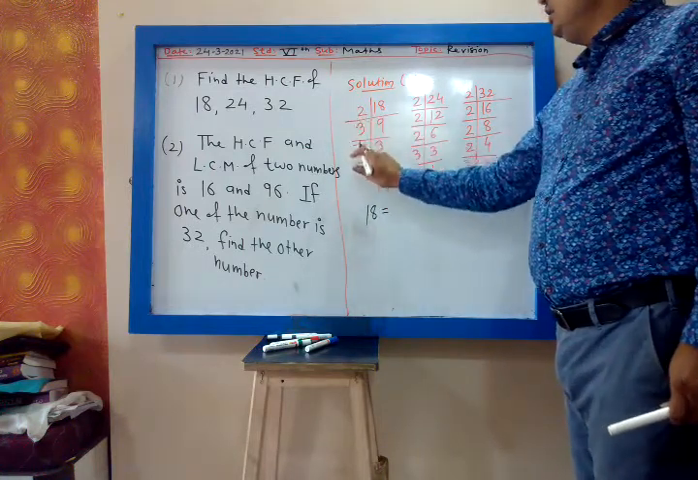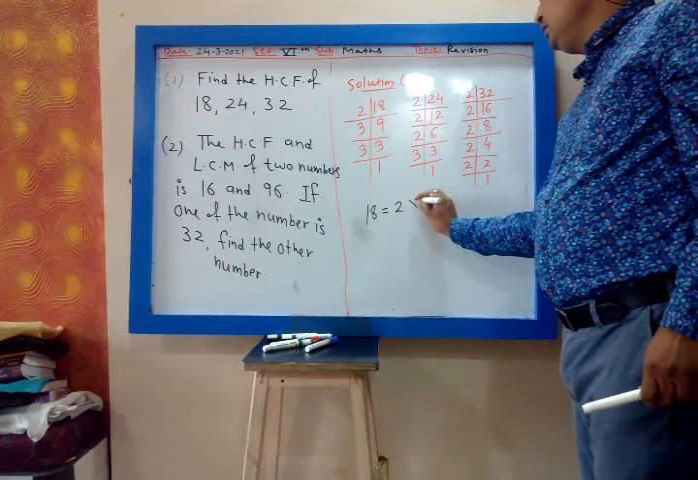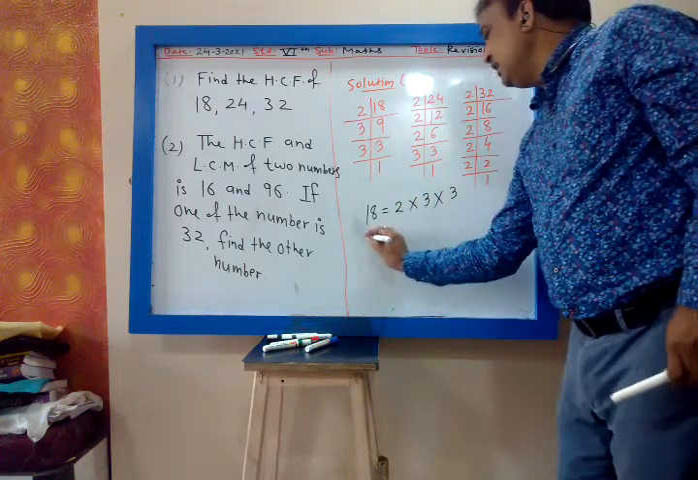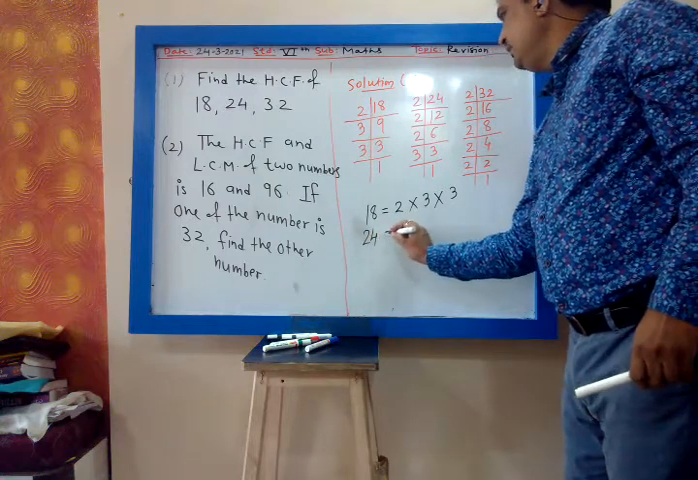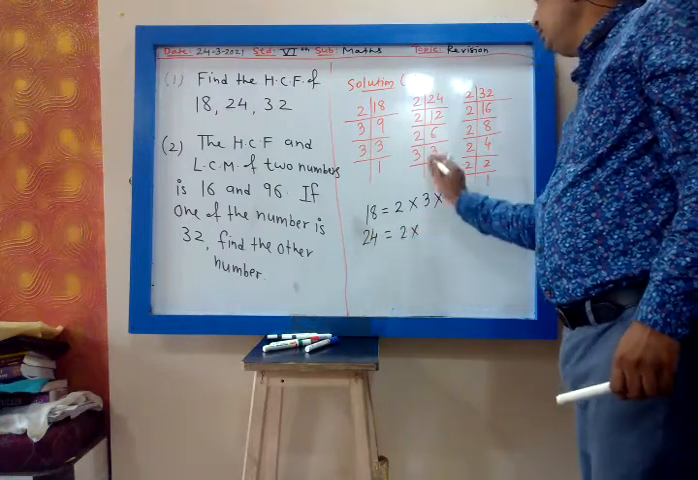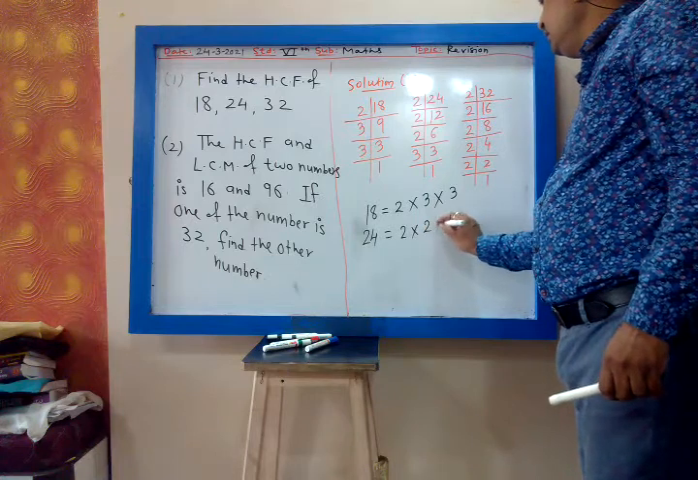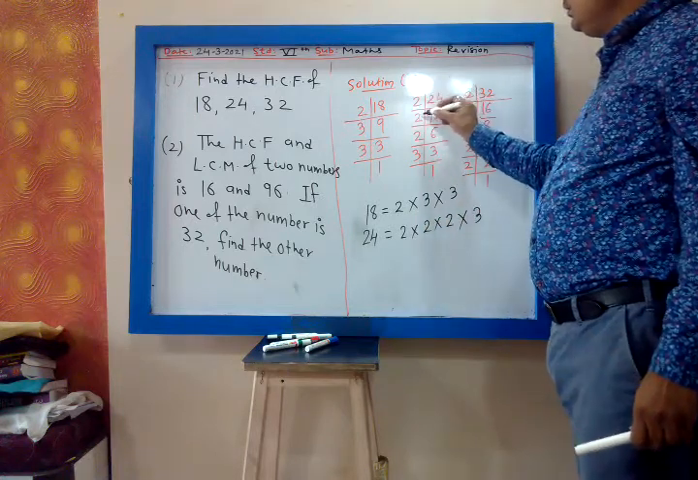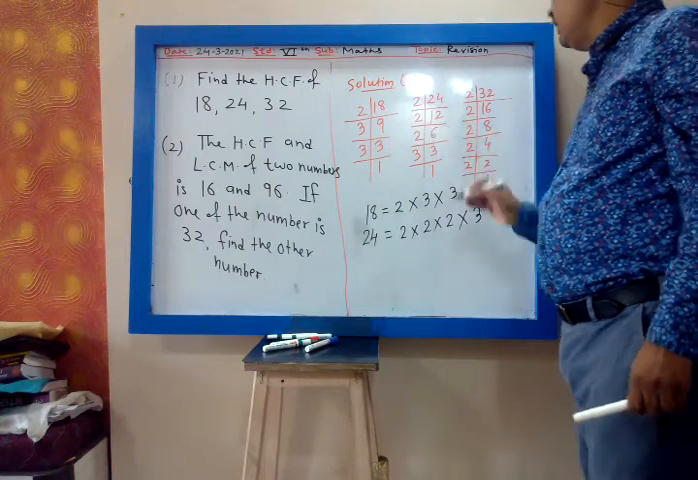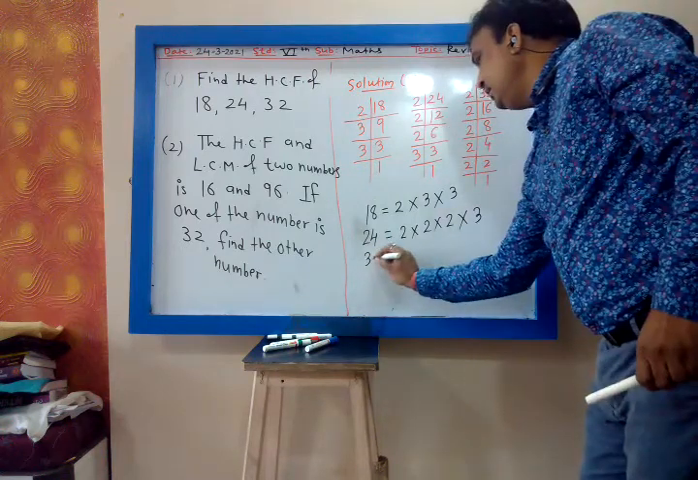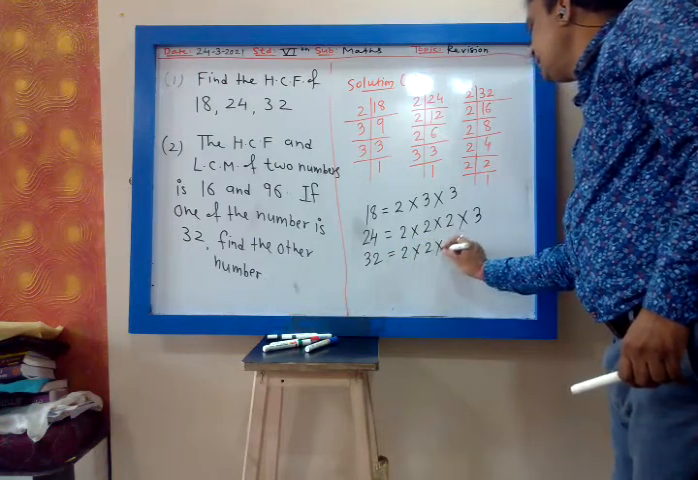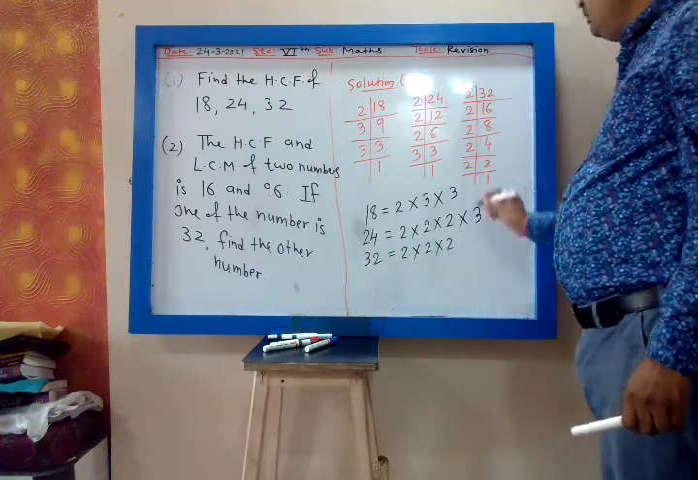2 into 3 into 3. Then we write 24 as 2 into 2 into 2 into 3. Then we write 32 as 2 into 2 into 2 into 2 into 2, 2 five times.